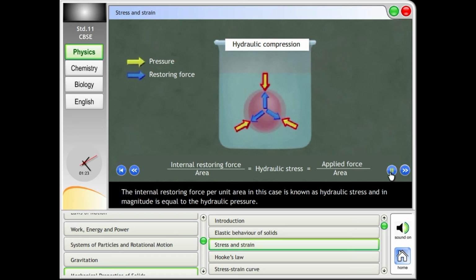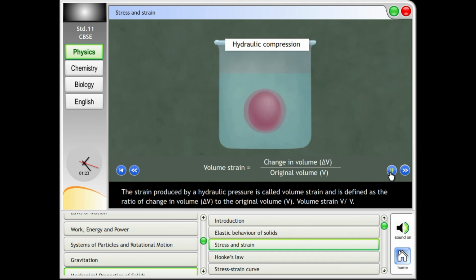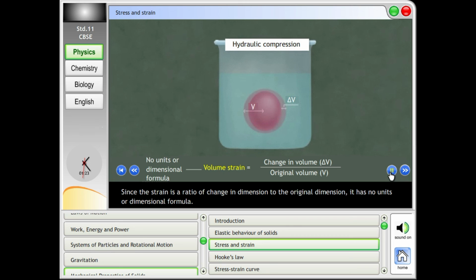The internal restoring force per unit area in this case is known as hydraulic stress, and in magnitude it is equal to the hydraulic pressure. The strain produced by a hydraulic pressure is called volume strain and is defined as the ratio of change in volume, delta V, to the original volume, V: volume strain, delta V by V. Since the strain is a ratio of change in dimension to the original dimension, it has no units or dimensional formula.